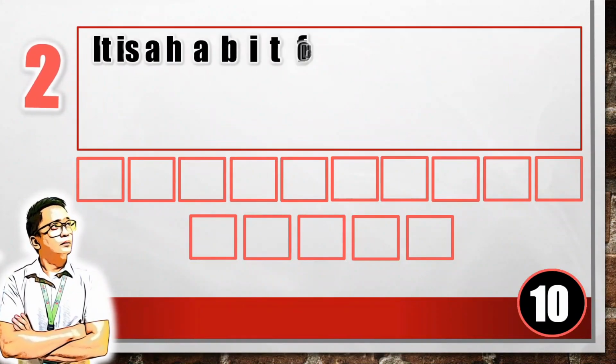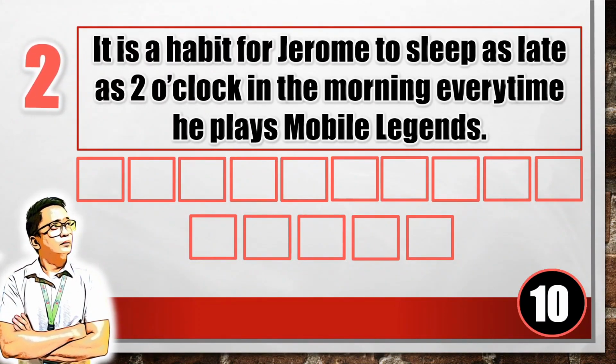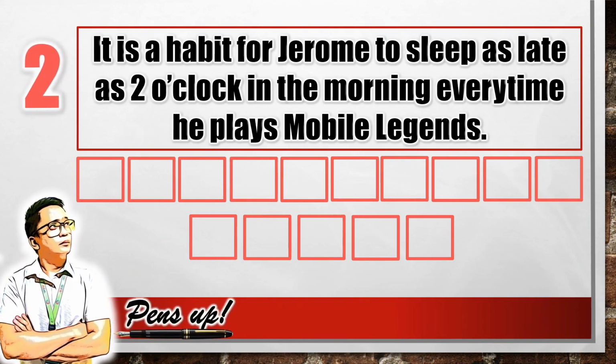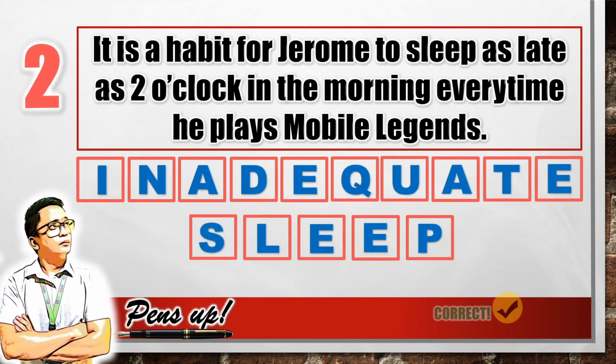Number 2. It is a habit for Jerome to sleep as late as 2 o'clock in the morning every time he plays Mobile Legends. Your timer starts now. Hands up. The correct answer is inadequate sleep.